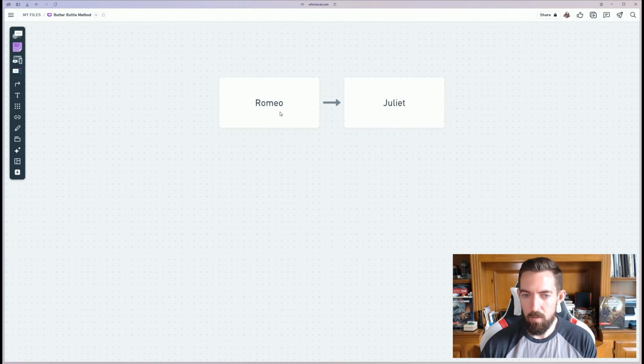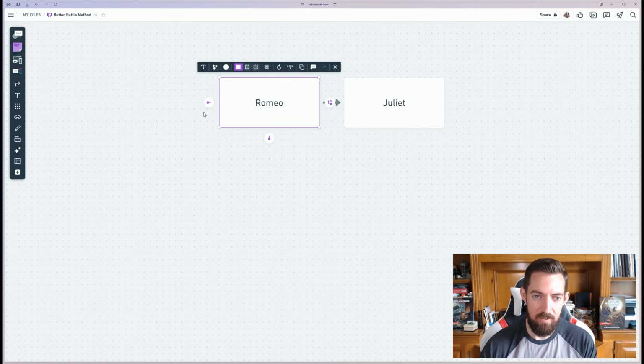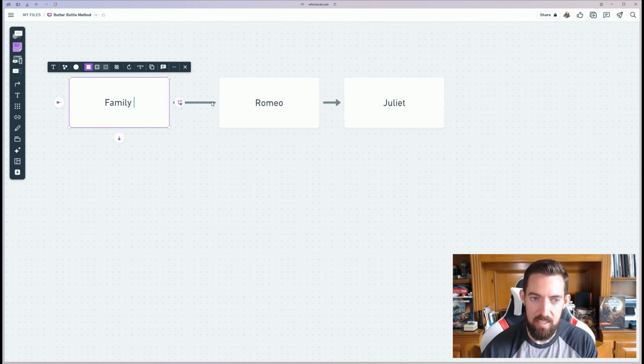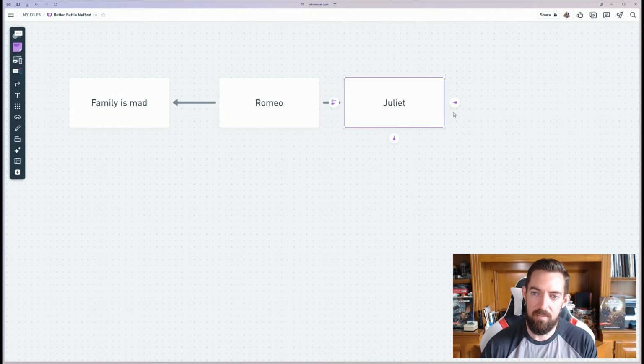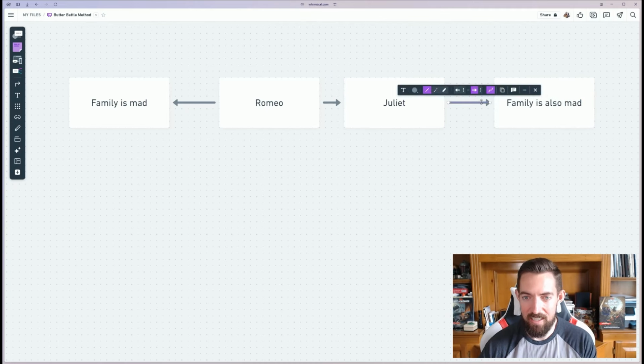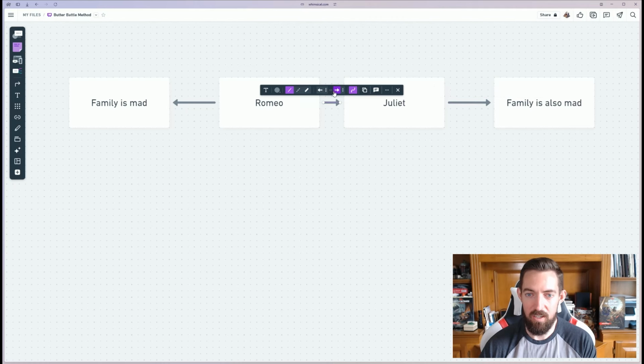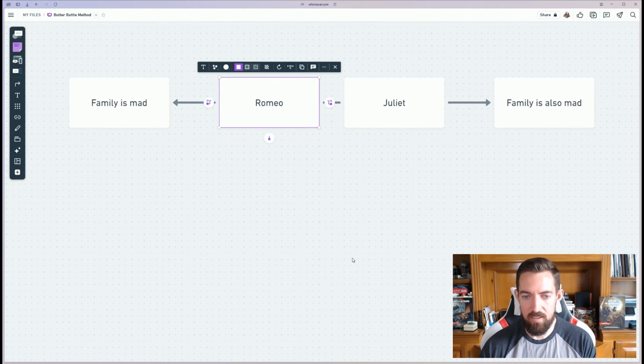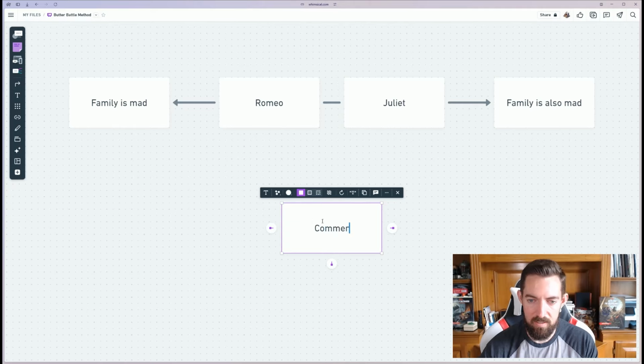But by setting up a romance, you also create some additional tension. And so the two families now, you have Romeo's family mad, and Juliet's family is also mad. And so they're both mad at each other, and it's a bad situation overall. And so you're trying to then help them. Maybe there's a commerce issue. So let's go with commerce as a core issue.